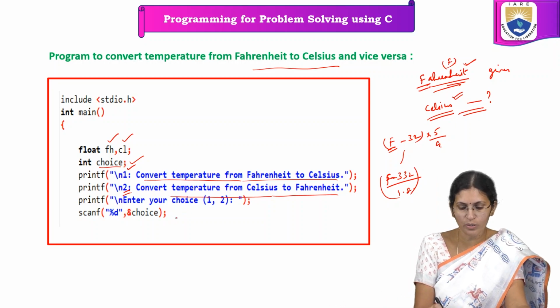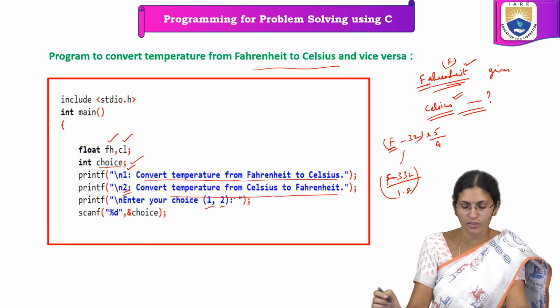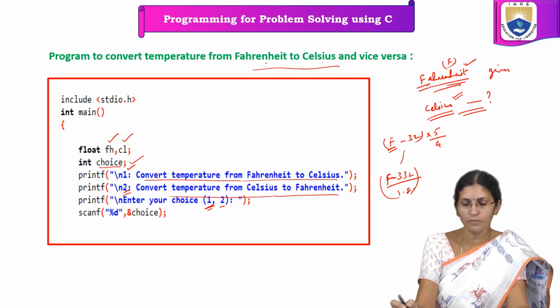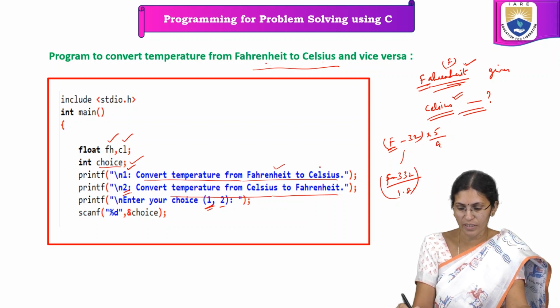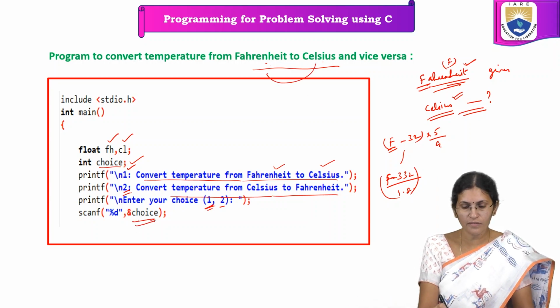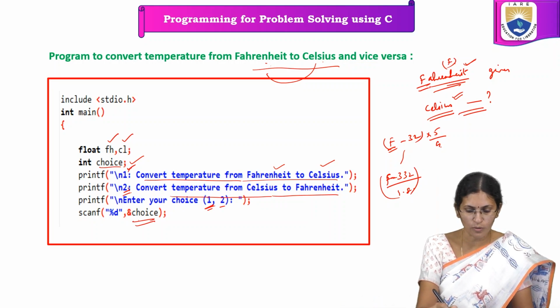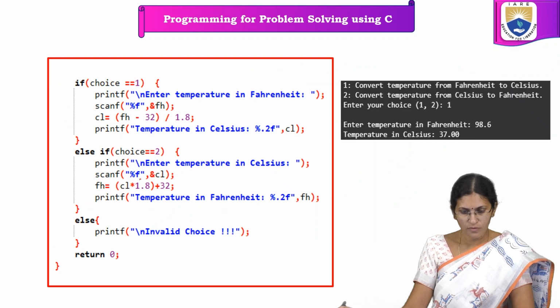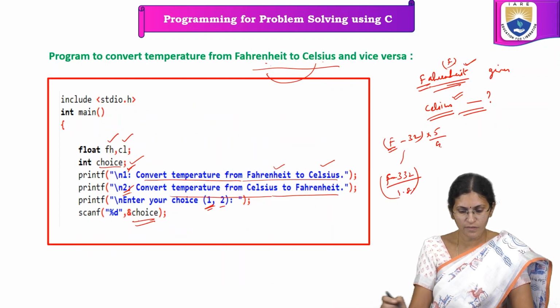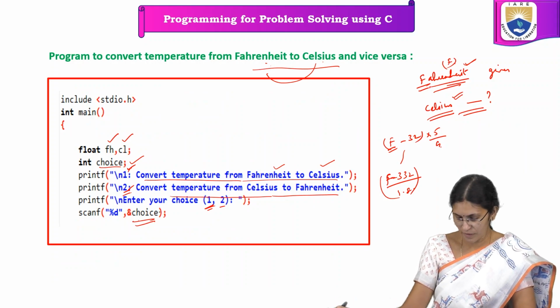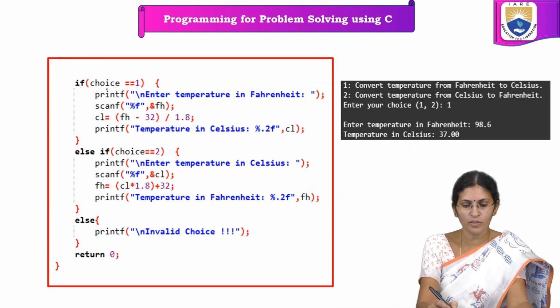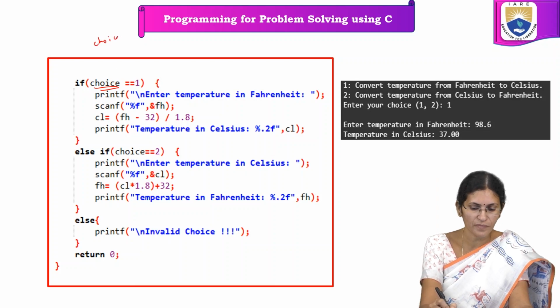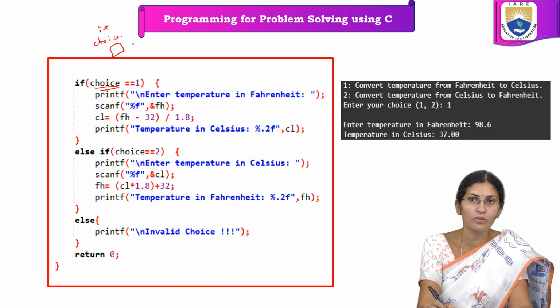The user is supposed to enter the choice, either 1 or 2. Based upon the choice entered by the user, we can convert the temperature: 1 is to convert Fahrenheit to Celsius and 2 is to convert Celsius to Fahrenheit. So choice is an integer variable, which will take the value either 1 or 2.